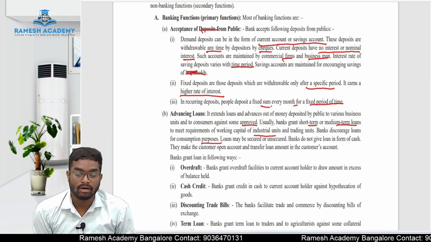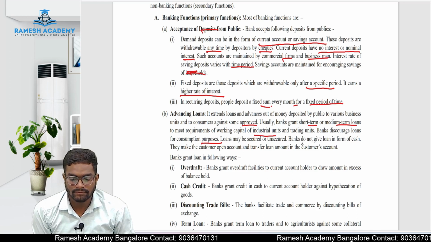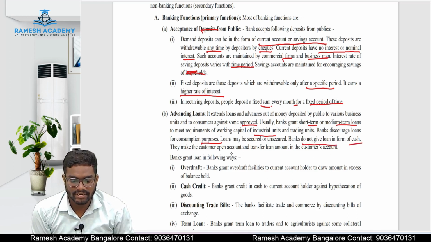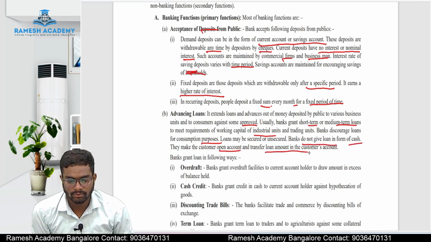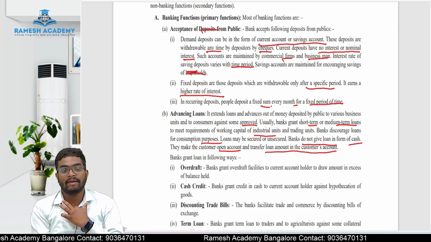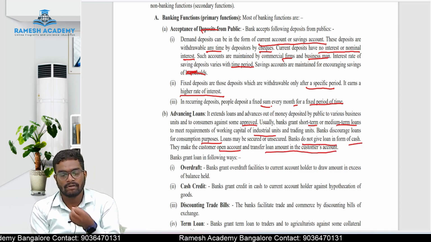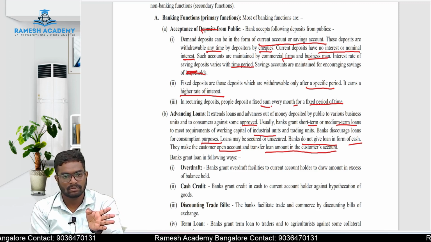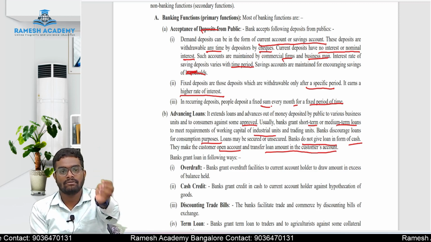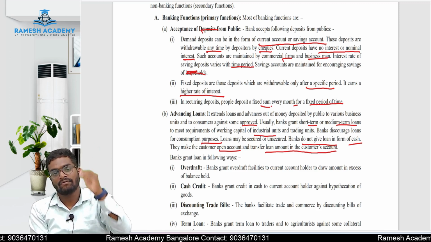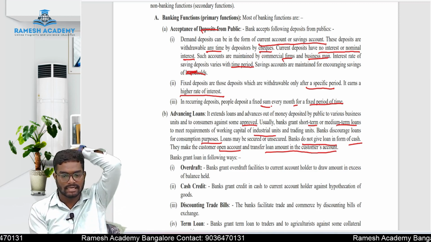Loans may be secured or unsecured. Banks do not give loans in the form of cash. They make the customer open an account and transfer the loan to the customer's account. So the bank will not give cash directly to you. If I want a 1 crore loan, they will not give me 1 crore in cash. They will transfer it to my account. Then only you can withdraw from that account. They will not give cash directly to you.